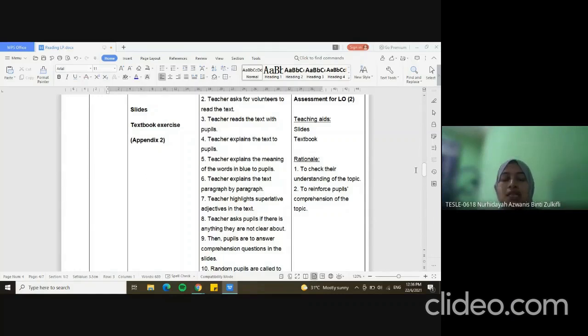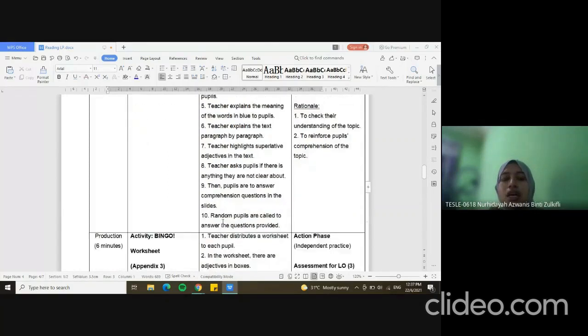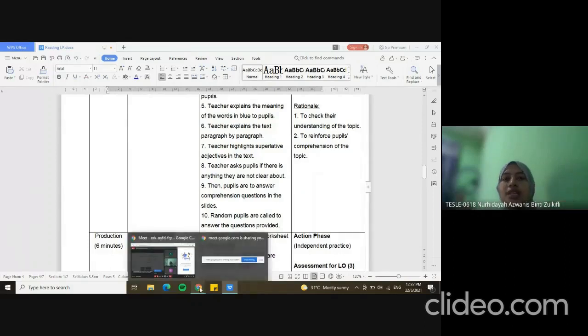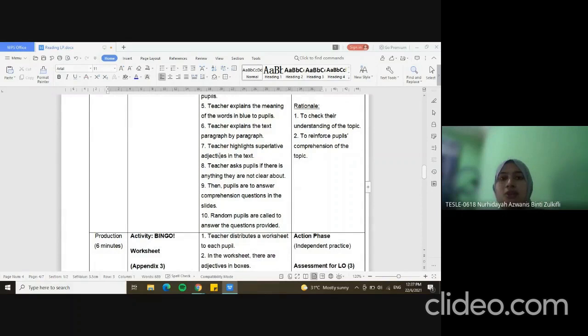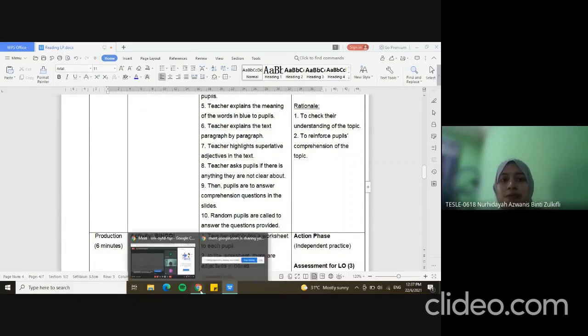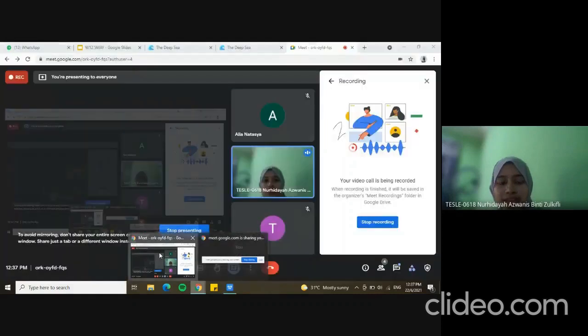The teacher will highlight the superlative adjectives contained in the text. After that, the teacher will ask the students if there is anything they are not clear about. Okay, and then to ensure that they really understand the text and also the superlative, the pupils have to answer comprehension questions in the slides.